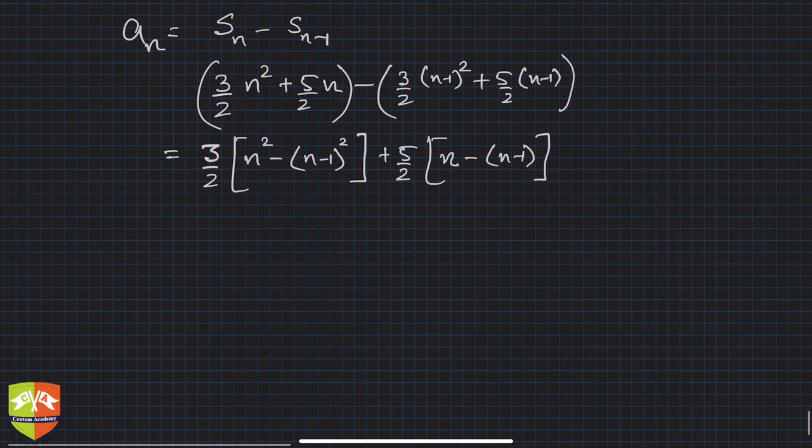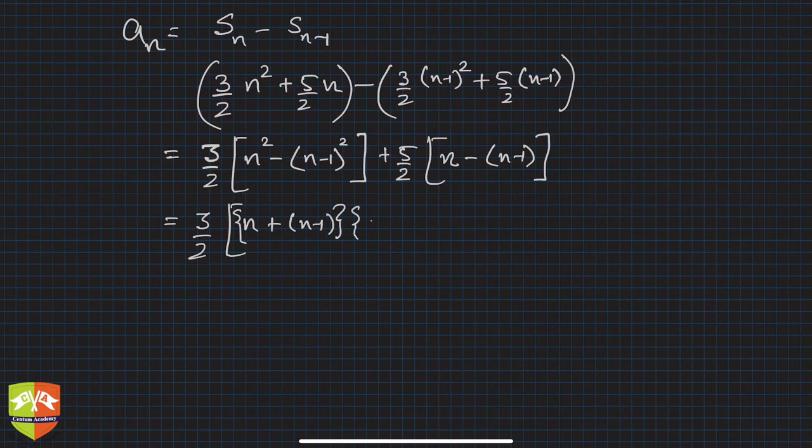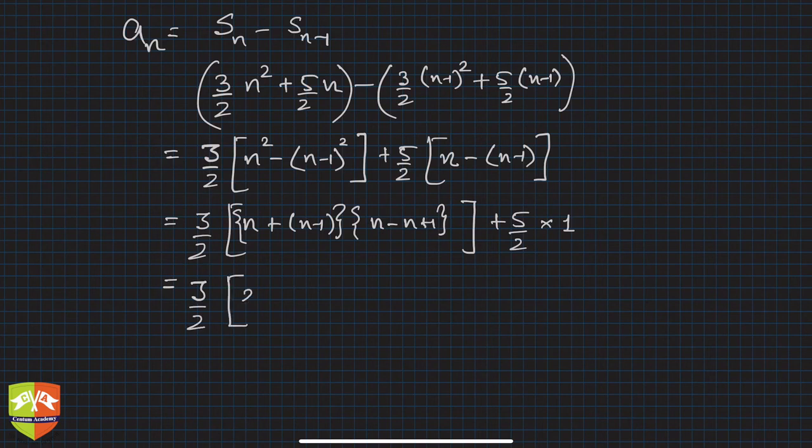Right? So let's now simplify this further. So 3 by 2 times n square minus n minus 1 whole square is, using the identity, A minus B, A plus B form: n plus n minus 1 within the bracket, times n minus n plus 1. And this one is plus 5 by 2, where n minus n gets cancelled and we will be left only with a 1. So this is 3 upon 2. Now within brackets, what is it? 2n minus 1. And this is simply 1, plus 5 by 2, right?